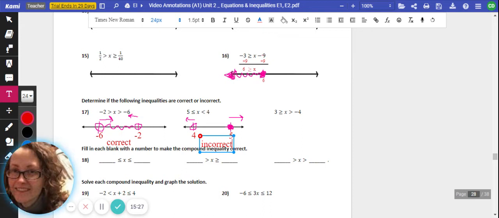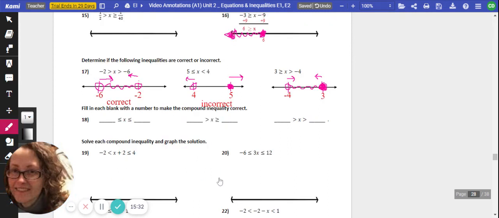Go ahead and try the last one on your own, and I will show you the solution here momentarily. So looking at this, the -4 is the smallest value, 3 is the biggest value. x greater than -4 would be to the right, and x less than or equal to 3 would be to the left, and those do overlap. Where those are both true would be in between, so this again would be correct.